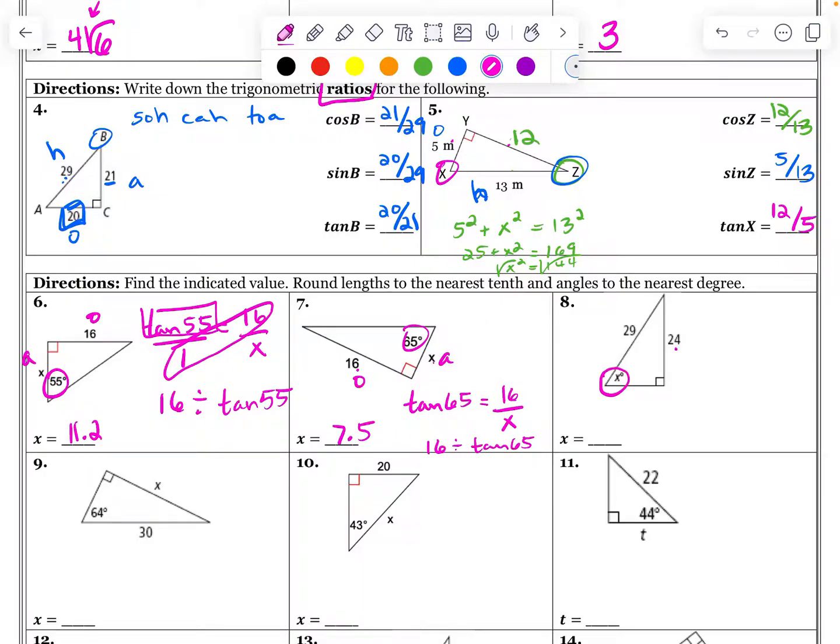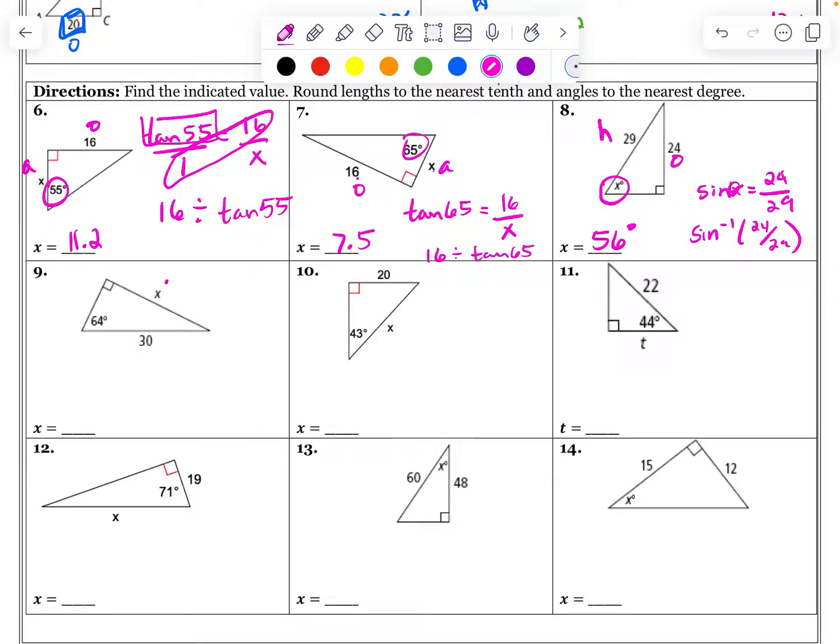All right, here I'm looking for a degree. So it's going to be opposite over hypotenuse. The sine of x is 24 over 29. When you're looking for an angle, you need to use inverse sine. So you go second sine, 24 over 29. You can type that right there in your calculator. Round to the nearest degree, 56 degrees.